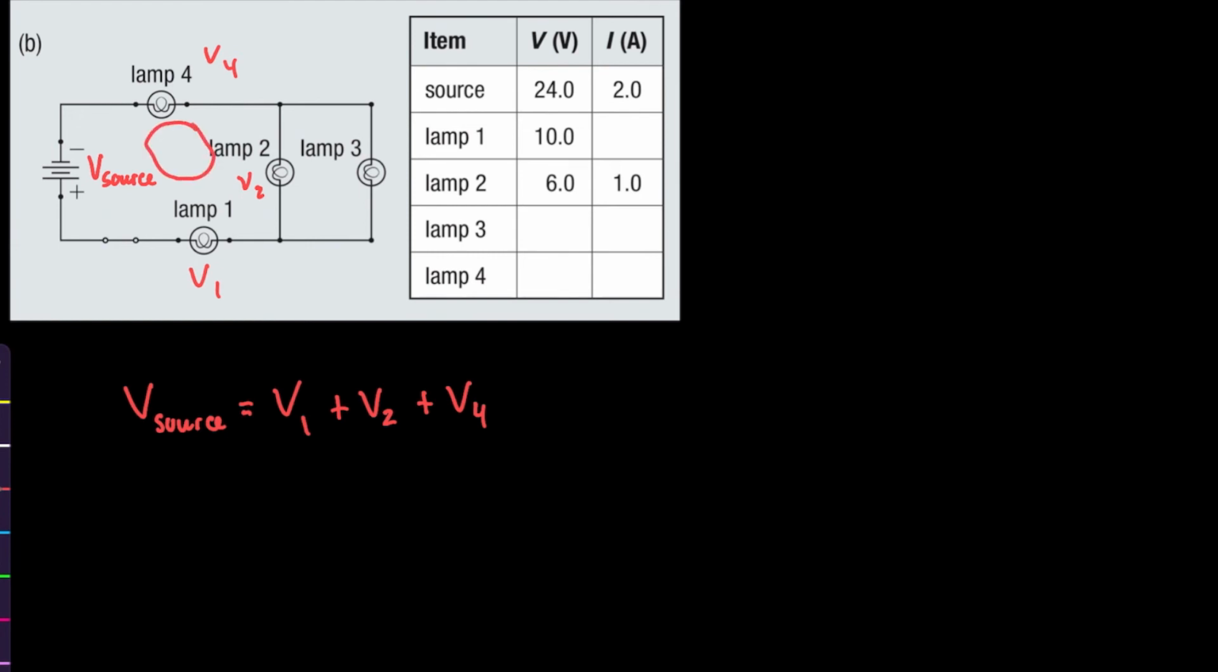And then by the same reasoning, we could have done it for the bigger loop, or we could do another reasoning that these two are connected in parallel, V2 and V3, so those should actually be equal to one another. V2 should be equal to V3. And if we look at our table, we're actually given V2. V2 is 6 volts, which is what V3 will be. So we could fill in the table.